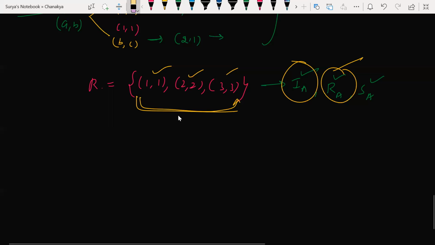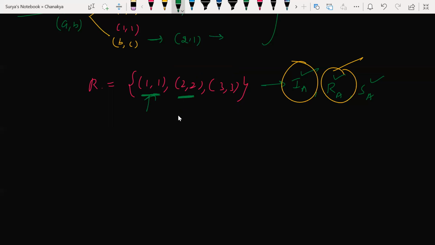Symmetric is what? If a comma b is there, b comma a must be there. So if I take this as a comma b, b comma a is also 1 comma 1 only. If I take this as a comma b, b comma a is also 2 comma 2 only. If I take this as a comma b, b comma a is also 3 comma 3 only. So this is symmetric. Now your doubt is, sir, it is reflexive, so why is it symmetric? No, need not be like that.